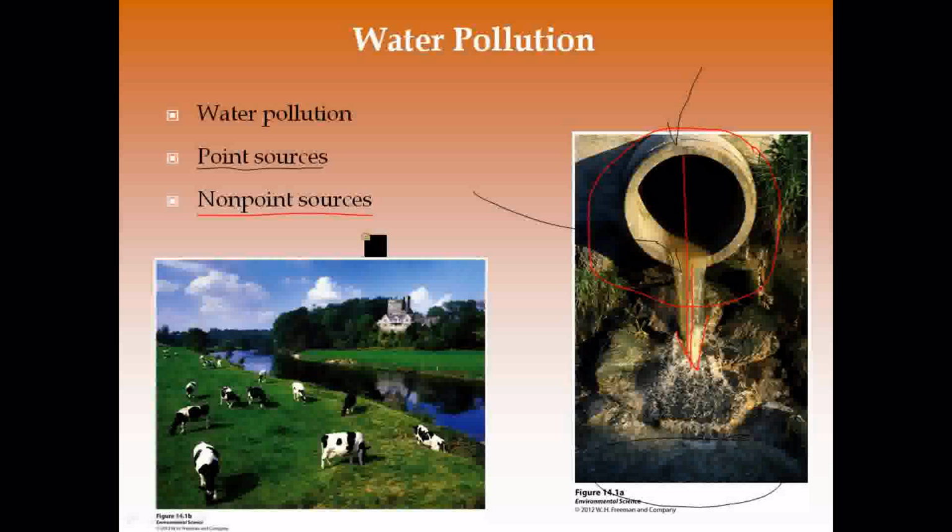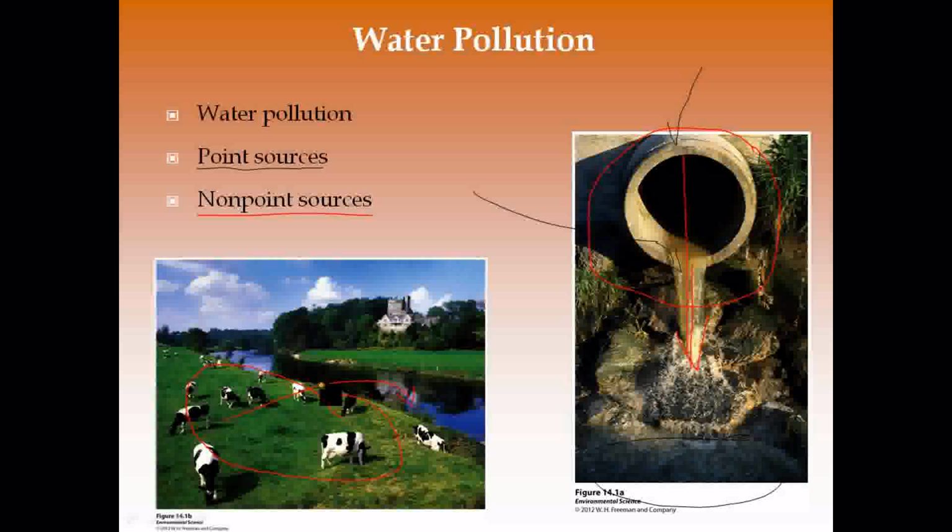Non-point sources are generalized locations. So it comes from all over the place. It can be an entire neighborhood, let's say, or something like that. It's diverse. They're spread out. They're dispersed. They're all over the place. All of these cows are providing some sort of pollution that's going to end up running off into this body of water. That's non-point sources. There's no pipe you can point to and say, look at that mess that's happening there.